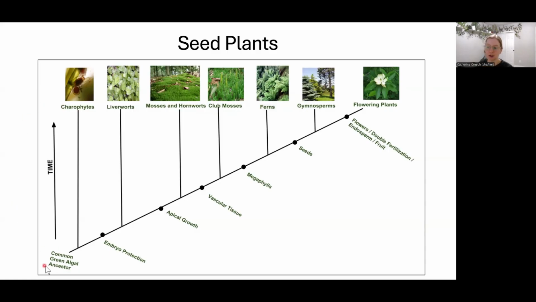Down at the bottom, we have our common ancestral green alga that gave rise to all the plants that we know and love today. Our outgroup is the charophytes, and then all the way up our phylogenetic tree with the most traits that are listed, including embryos, apical growth, vascular tissue, megaphylls, seeds, is our group, the angiosperms. They also have flowers. They use endosperm, they have fruit, and they have this process called double fertilization, which is weird, and we're going to talk about it.